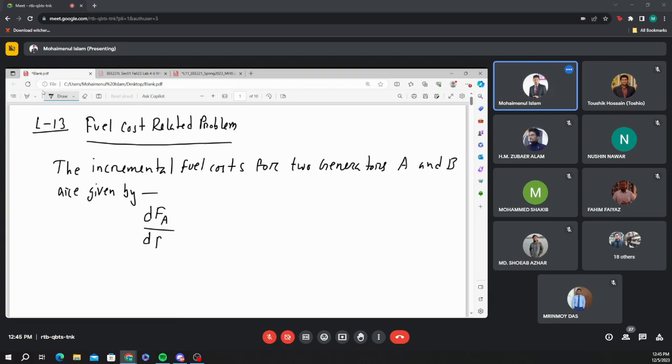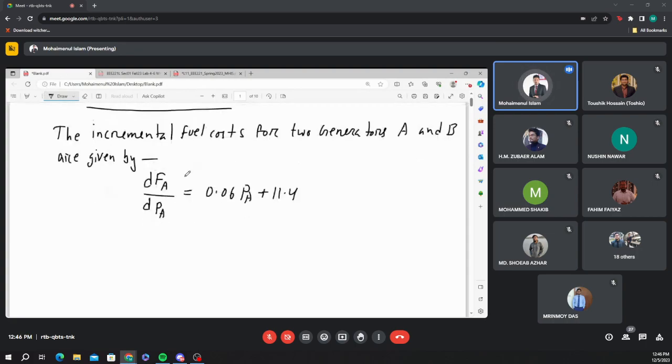First, for the first power generating unit, first power plant or first generator, dFA by dPA, which is 0.06 PA plus 11.4. So this equation has a constant, right? If you know the energy rate, there is some straight line, y = mx + c. You saw in the last lecture that fuel rate, any type of rate can be designed by this equation. If there is some C, you can draw it on the top, right? This type of graph we have already covered in three-part tariff design.